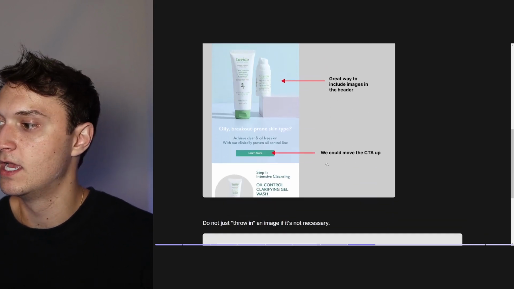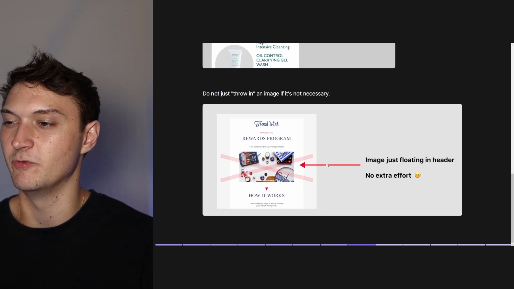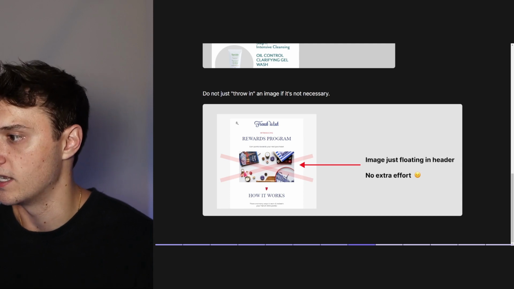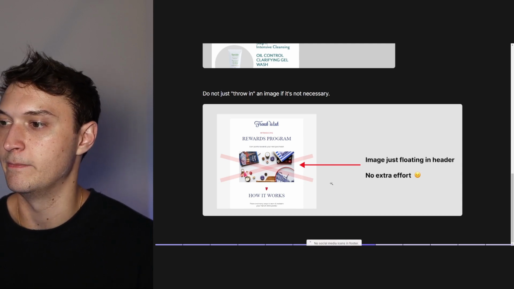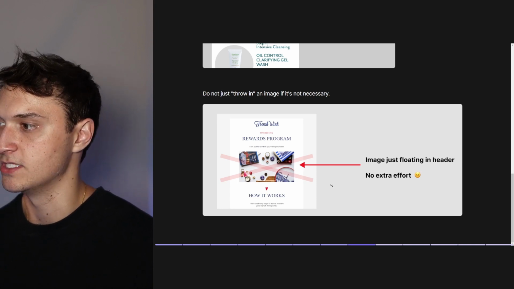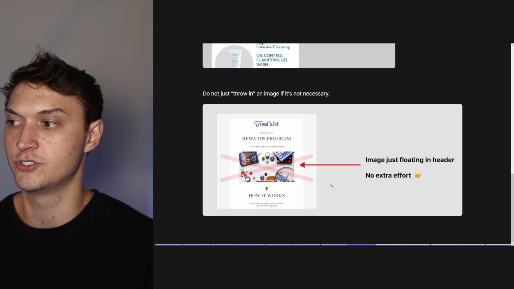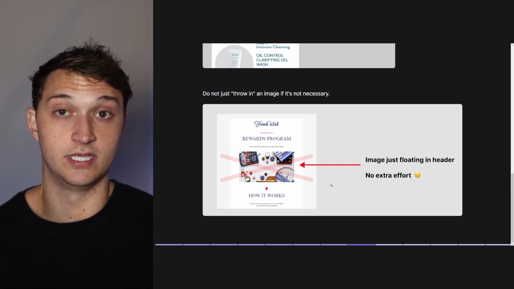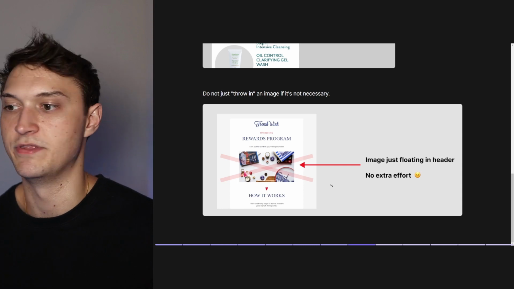Just a little note here, we could move that CTA up to here if we wanted to. But kind of an example of something we don't want to do is just throwing in an image like this. There's not any products in here that they're actually selling. It's just kind of a random lifestyle image that's just floating in the header. There's a lot of things that we could have done. We could have chosen a lot better of an image and really integrated it a lot more cleanly rather than just putting that image into there with no extra effort.